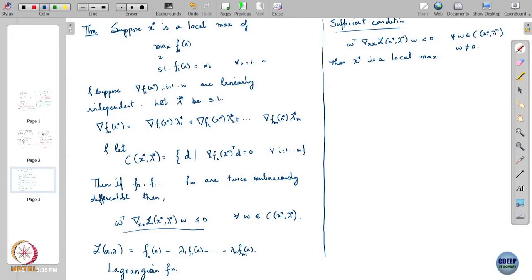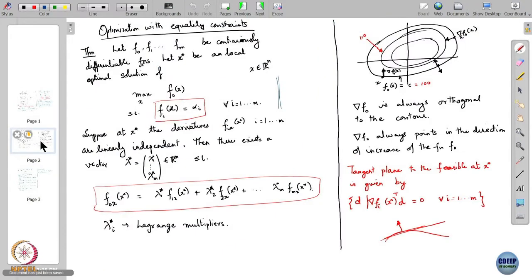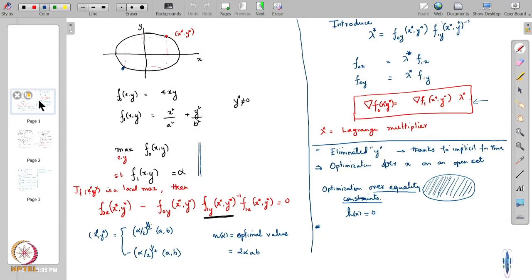So we can also talk a little bit further about what these Lagrange multipliers are actually saying. For that, let us go back to our example again. You can actually calculate what the lambda star in this particular case was, and what you will notice is that lambda star actually satisfies this.